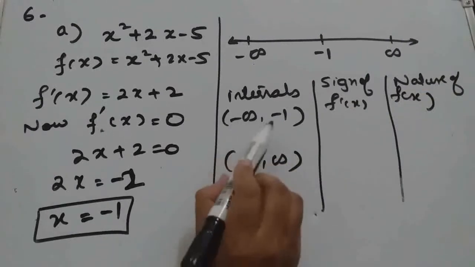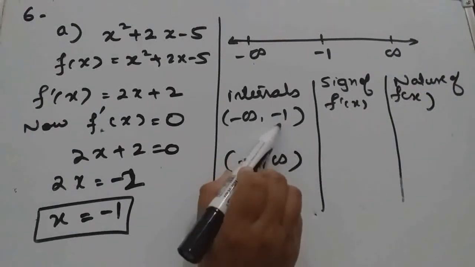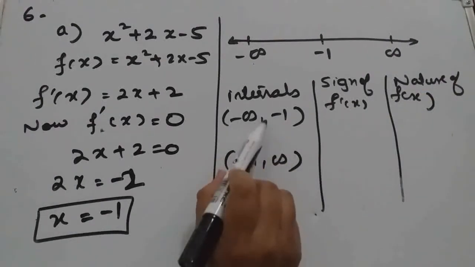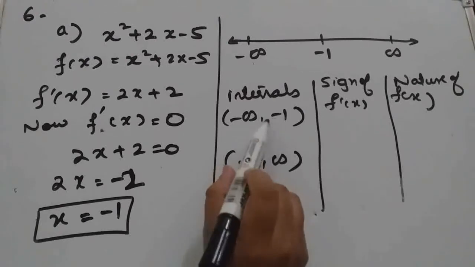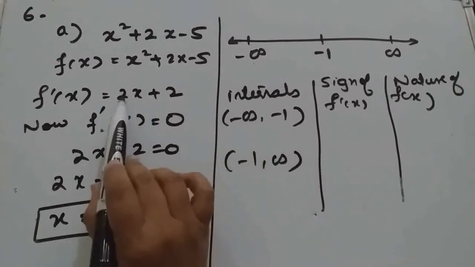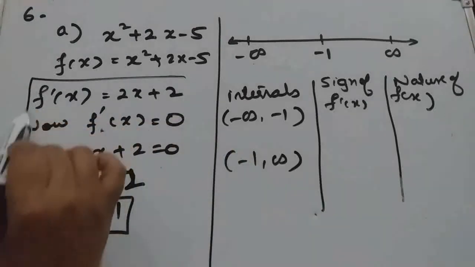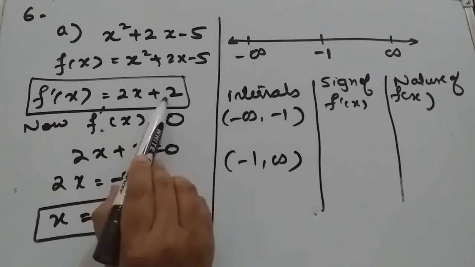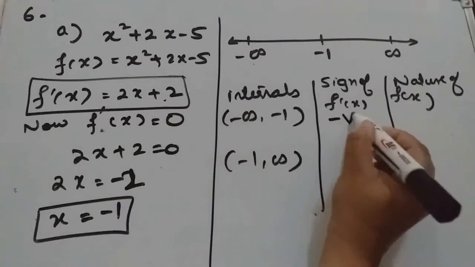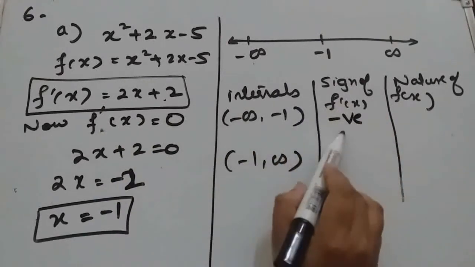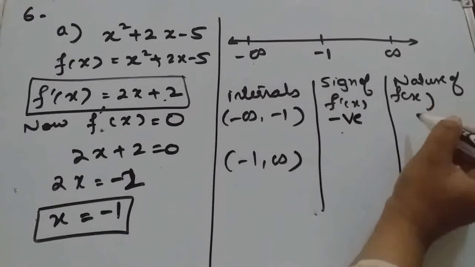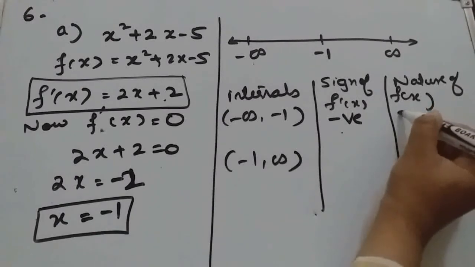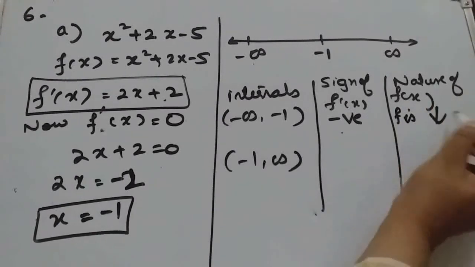So minus infinity to minus 1, suppose. Okay, so here substitute minus 3, suppose. So minus 3 means minus 3 in this f dash of x expression. Okay, so minus 3 means minus 6 plus 2 minus 4. So it will give a negative value. F dash of x is negative, so the nature of function f of x is decreasing. So we can write f is decreasing.